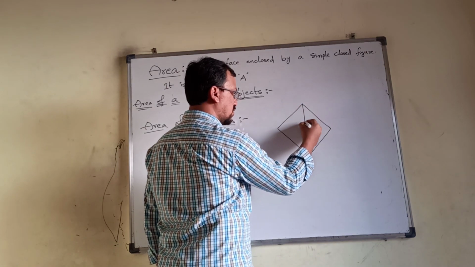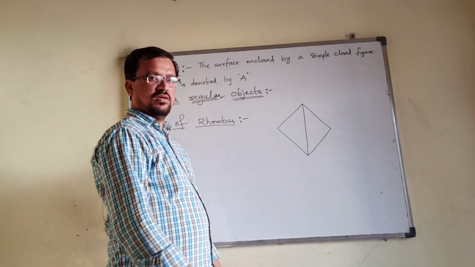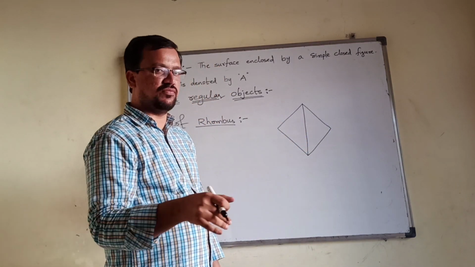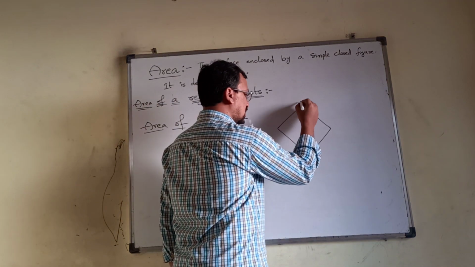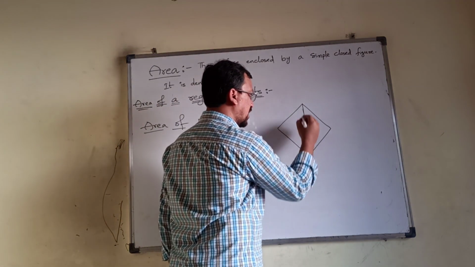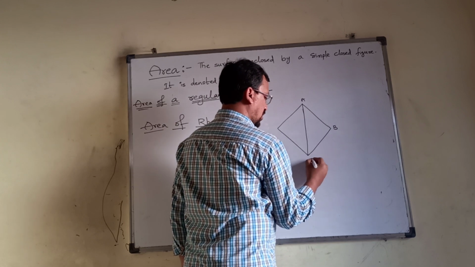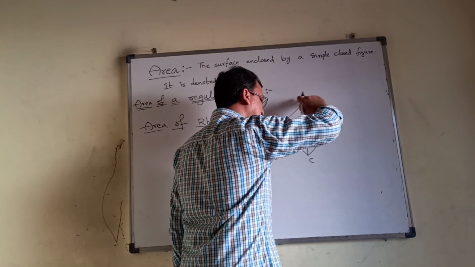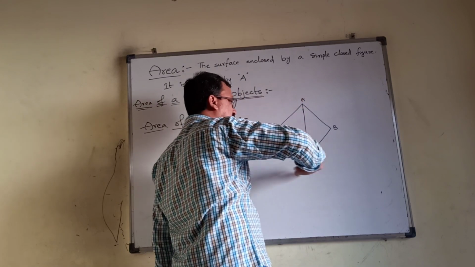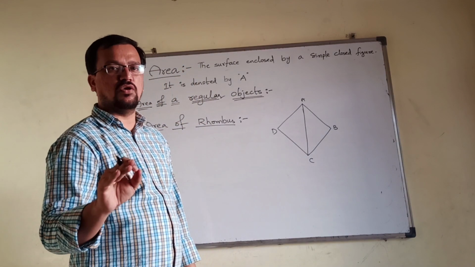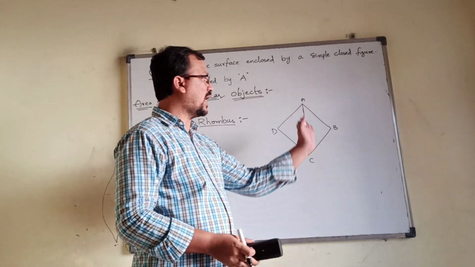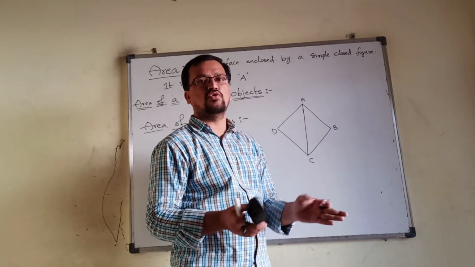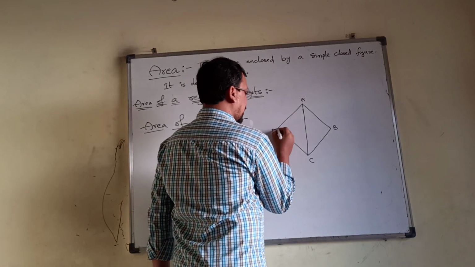Even in a rhombus, if you draw a diagonal, that diagonal will divide the rhombus into two equal halves. Already we discussed. This is a diagonal. Let me take this rhombus as A, B, C, D, which is a closed figure. To name any closed figure, you go either in the clockwise direction or in the anti-clockwise direction. Don't go zigzag.